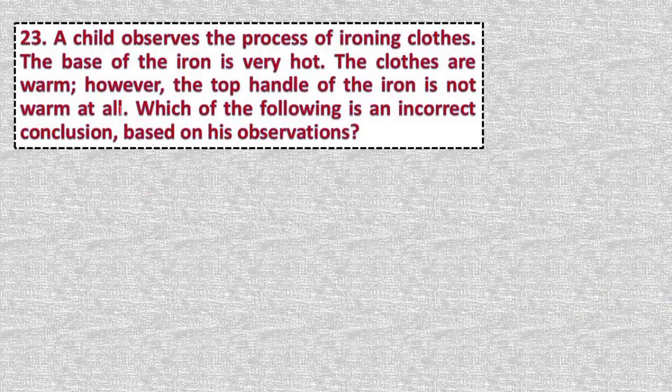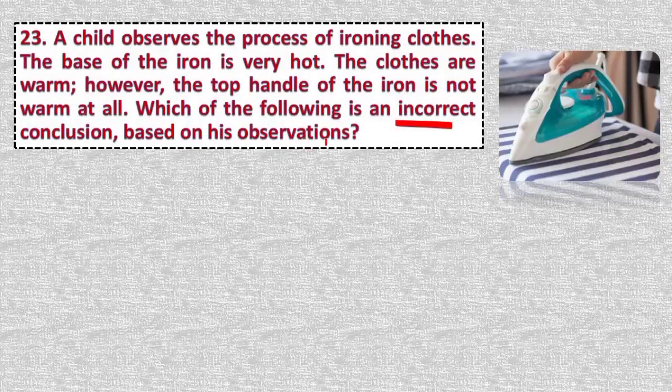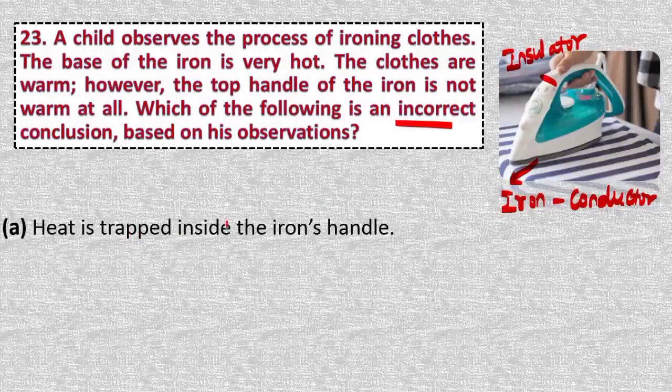A child observes the process of ironing clothes. The base of the iron is very hot, the clothes are warm, however the top handle of the iron is not warm at all. Which of the following is an incorrect conclusion based on his observation? We know that if we are holding this iron by the handle, obviously it is made up of plastic material, which is an example of an insulator. Therefore, we can hold it without any problem. But the bottom of that iron is made up of a good conductor.